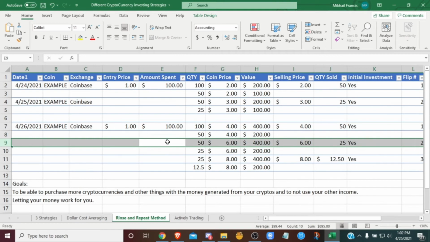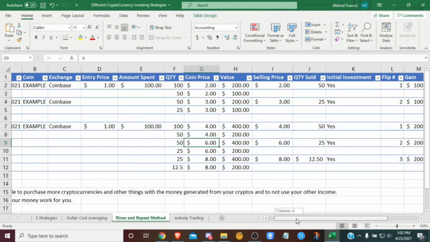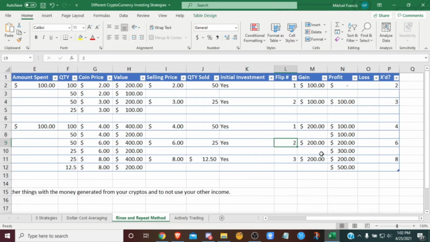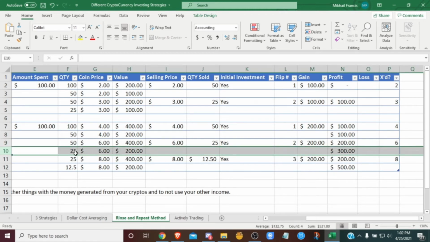Now take a look at line 9. With line 9, the coin price goes up to $6, and you decide again to sell half your stash. So you sell half your stash at $6, a quantity of 25, half of 50. You already have your initial investment. That's your second flip. You gained $200 and you profited $200, and you 6x'd that coin. Now take a look at line 10. Now you're sitting at a quantity of 25 remaining.